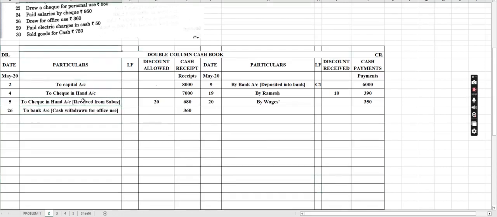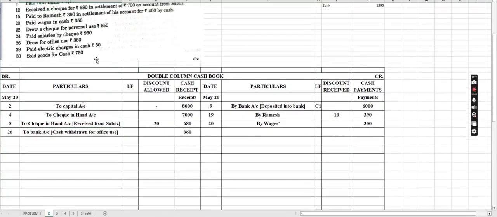Paid electricity charges in cash means cash book, on 29th by electricity charges. How much? 50 rupees is paid. Okay. On 30th, sold goods for cash. We have sold the goods. Okay, to sales account.